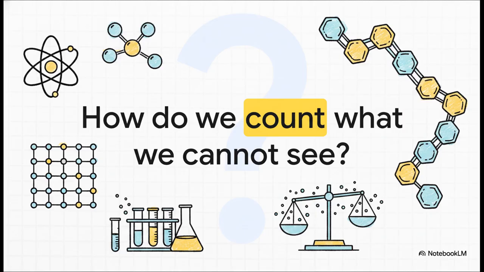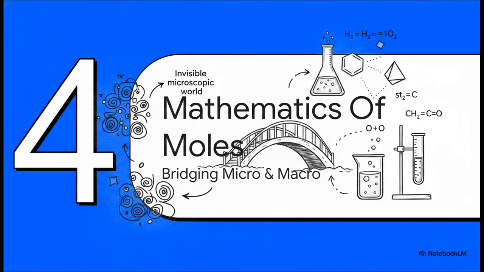Okay, so we've seen atoms, isotopes, lattices, and macromolecules. But all of this raises a pretty critical pivot question. Whether it's a simple molecule or a giant structure, these particles are infinitely small. So when we step into a chemistry lab in the real world, how do we count what we literally cannot see? And that brings us to section 4, the mathematics of moles, bridging the micro and the macro. This is where stoichiometry comes in to save the day.